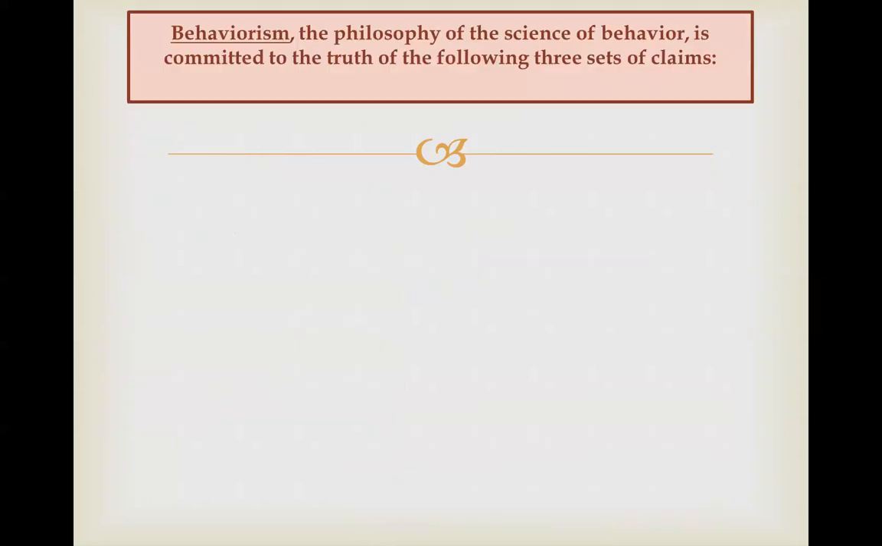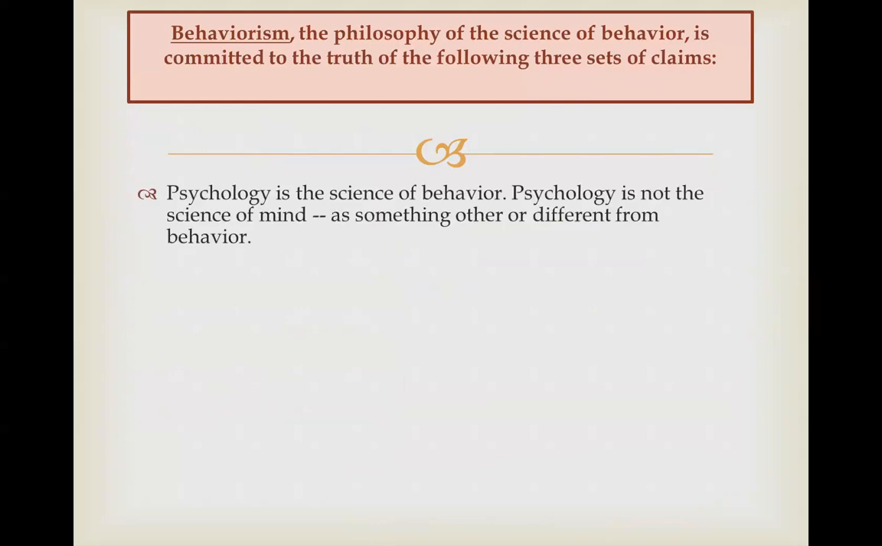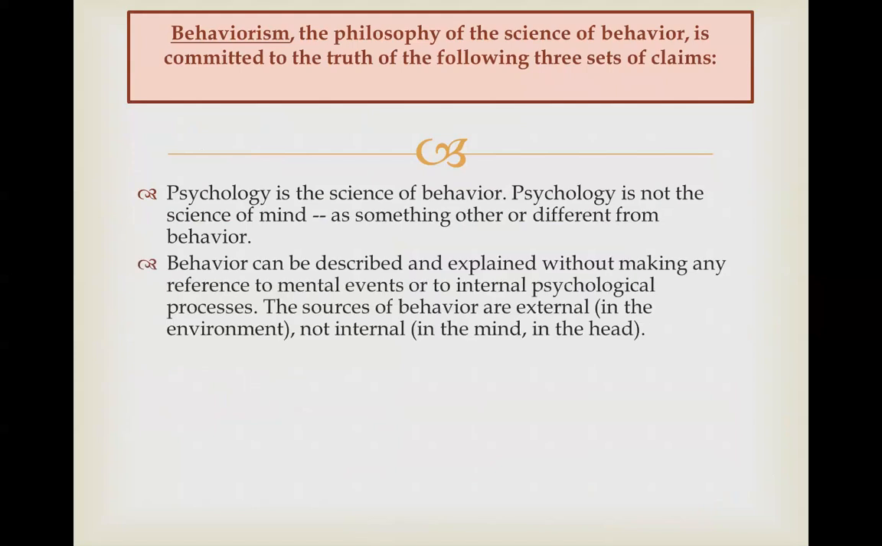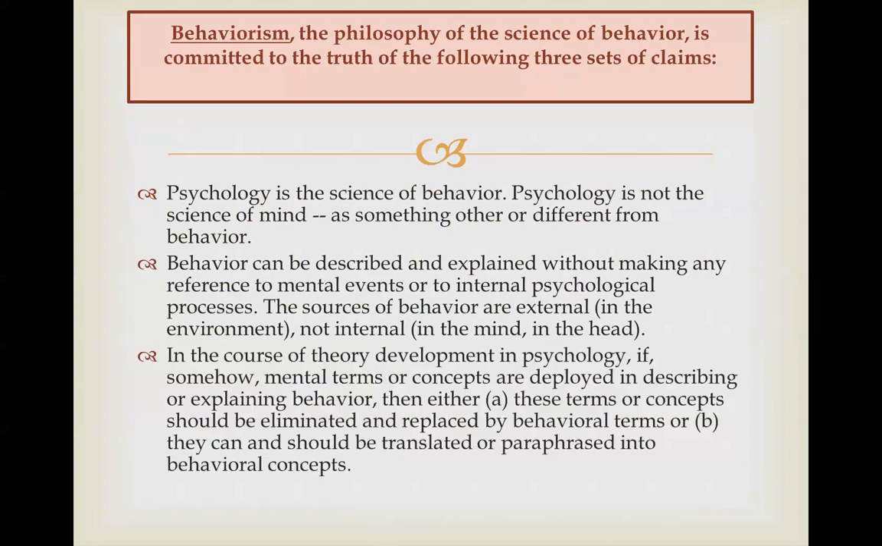So it starts with behaviorism, the philosophy of the science of behavior, and it's committed to three truths: that psychology is the science of behavior, not the psychology of the mind; that behavior can be described primarily without making any reference to hypothetical constructs such as mental events or internal psychological processes; that the sources of behavior are external, that is, in the environment, not within the person. And that's pretty revolutionary, by the way, for psychology.